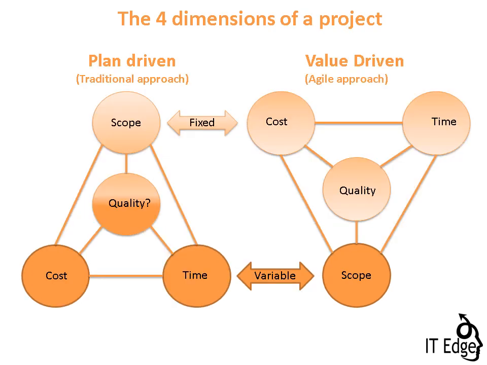Let's compare the traditional approach with the agile. In terms of fixed and variable dimensions, unlike the traditional approach which has fixed scope, in an agile world, cost, time, and quality are fixed while scope is variable. Please note that quality is not a variable dimension in agile. The reason for this will be explained later.